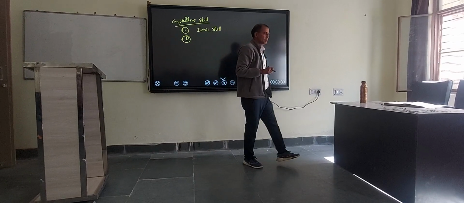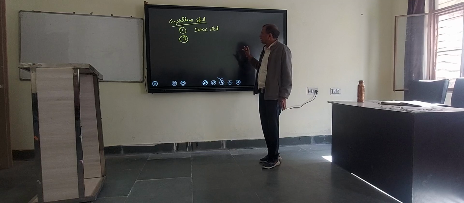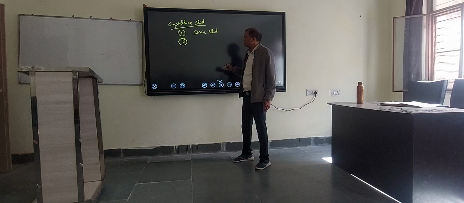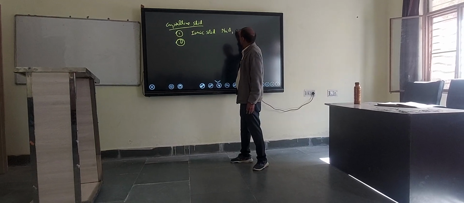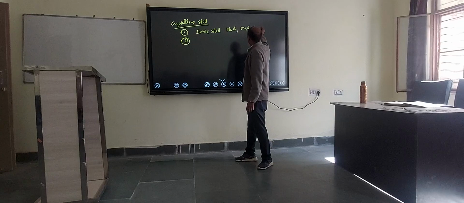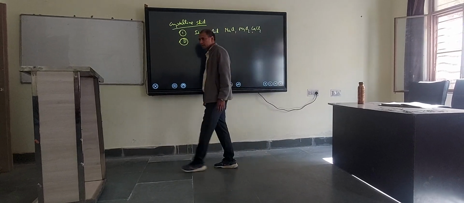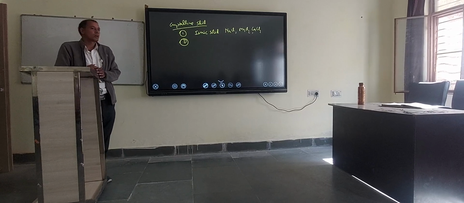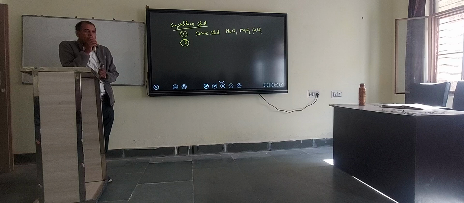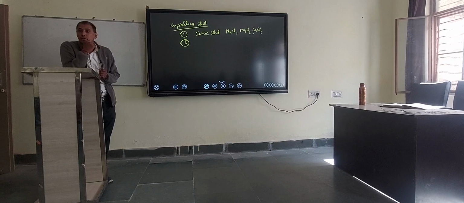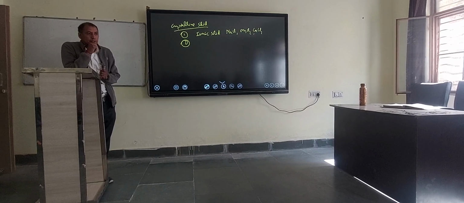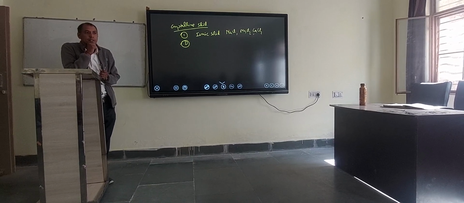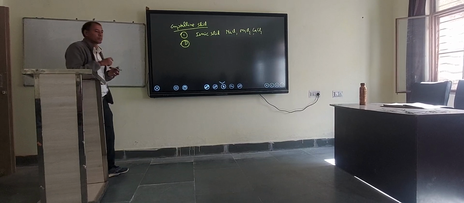In ionic solid, ions form the solid. Ionic solid is composed of ions, like NaCl, MgCl2, calcium fluoride. All these are ionic solids. Ionic solid has fixed shape and size. The aqueous solution of an ionic solid is a good conductor of electricity. Ionic solid is soluble in polar solvents like H2O.